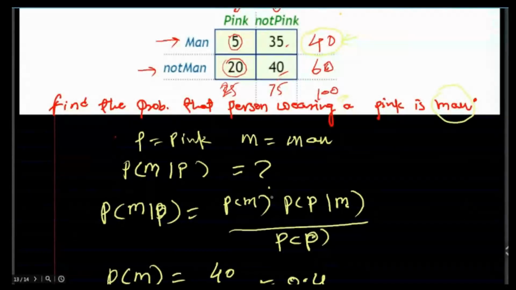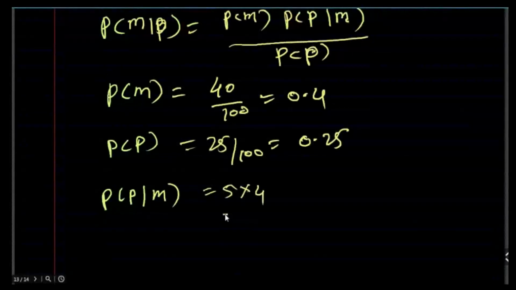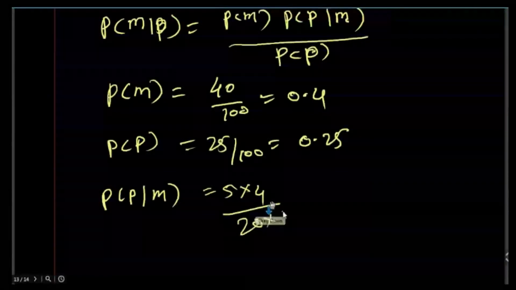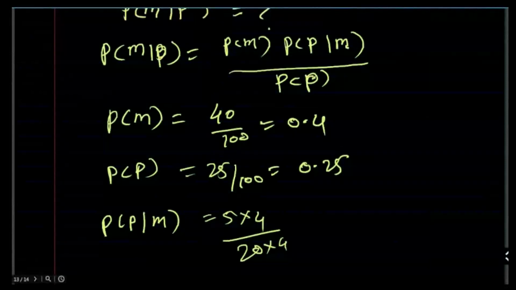How? 5 upon 20 into 4. 5 into 4 upon 20 into 4. No, this should not be the probability of pink given a man.